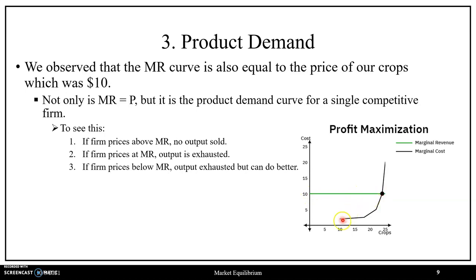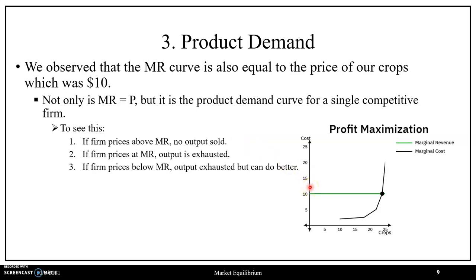Horizontal marginal revenue, upward sloping marginal cost curve. Their intersection gives us the optimal amount of output at the corresponding price point of $10. Now let us see this firm's pricing decisions. In case 1, if the firm decides to price above marginal revenue, no output will be sold.